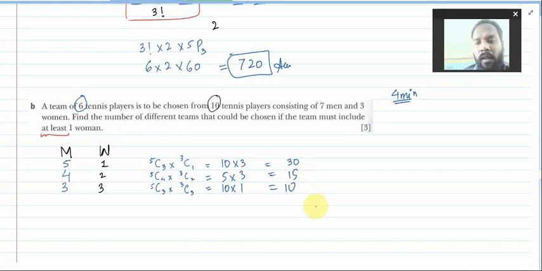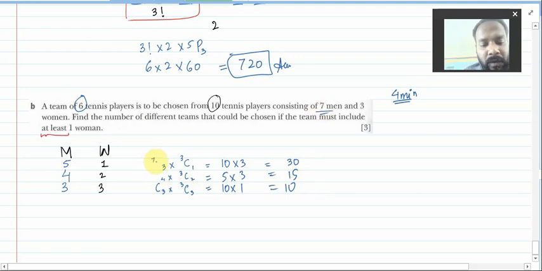Alright, but there is one mistake, and that mistake is this number. Why is it the mistake? Because we have total 7 men. So now it won't be a 5, it is 7 combination, and the first one we have 5. After that it's 7 combination 4, and the last one is 7 combination 3.